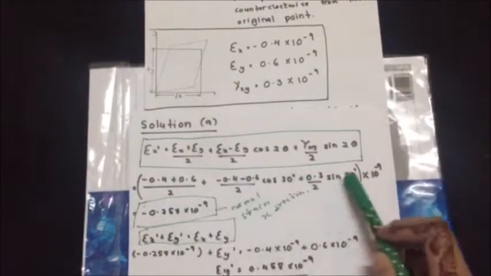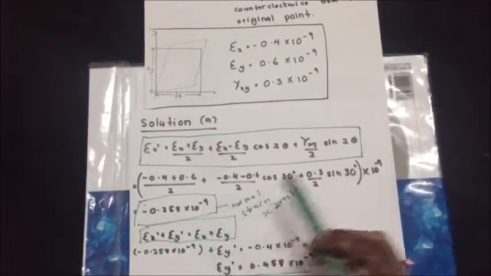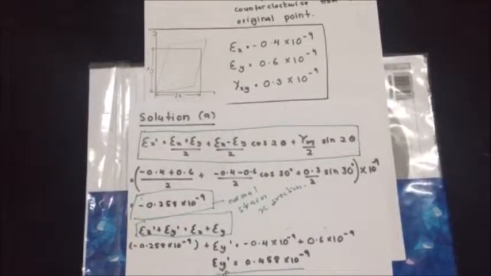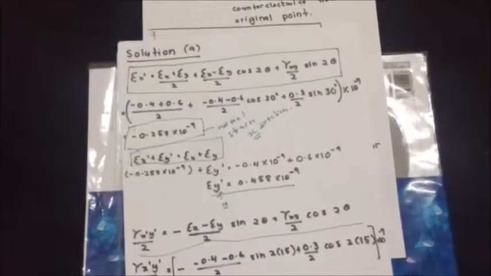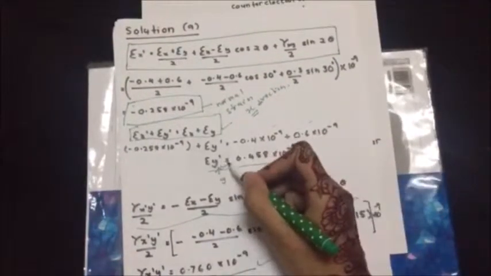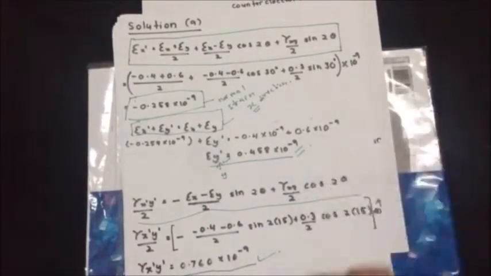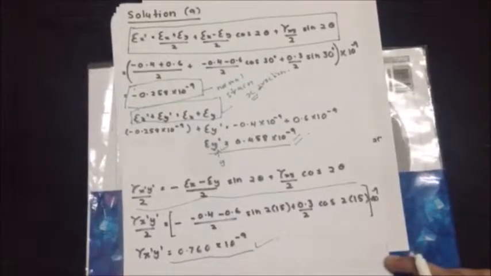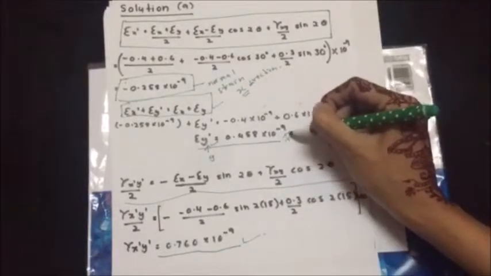So we substitute all the values and then we will get negative 0.258 times 10 to the power of negative 9, and this is the new normal strain in x direction. And then we know that the sum of two normal strains stays the same, so we use this formula to calculate the new normal strain in y direction. So we just substitute the value and we get this, and this is the new normal strain in y direction, which is 0.58 times 10 to the power of negative 9.